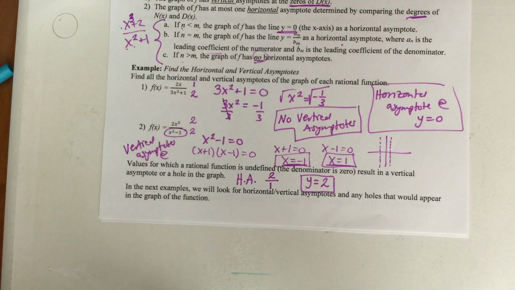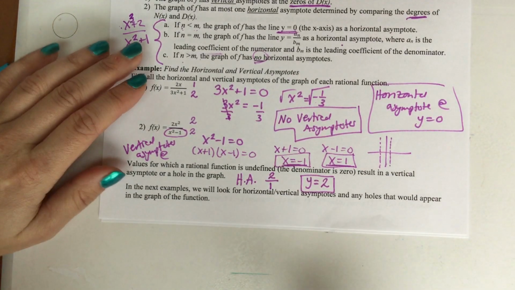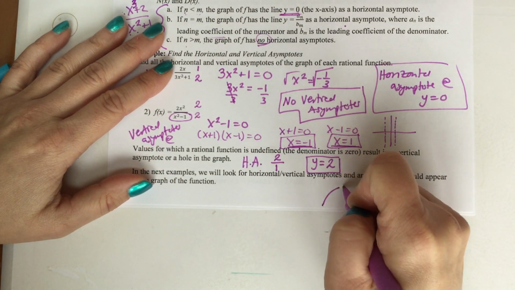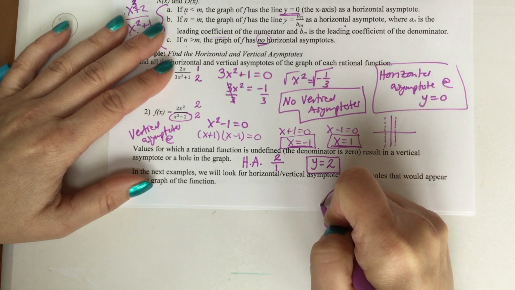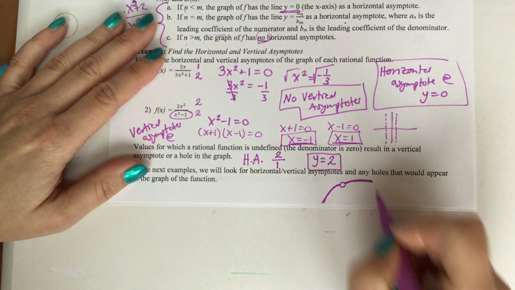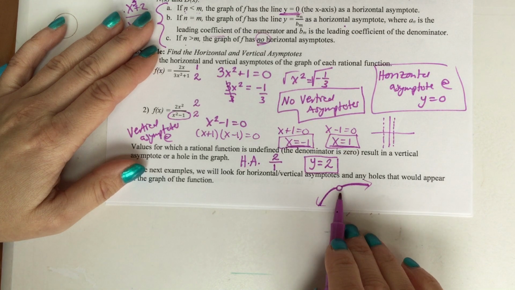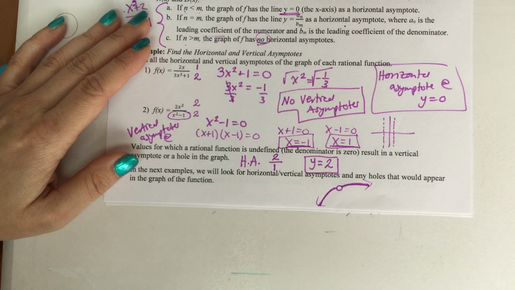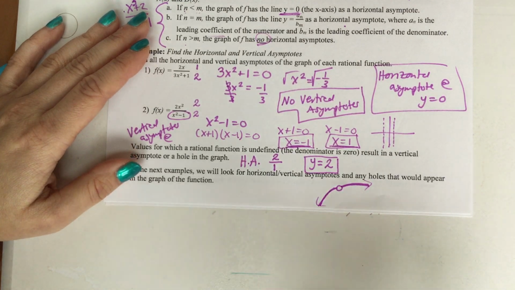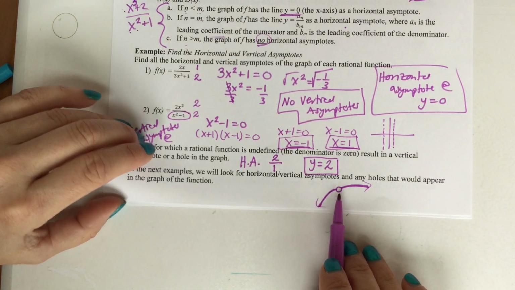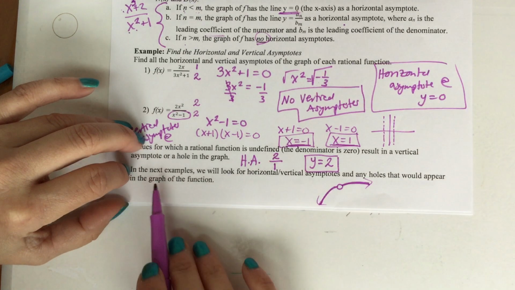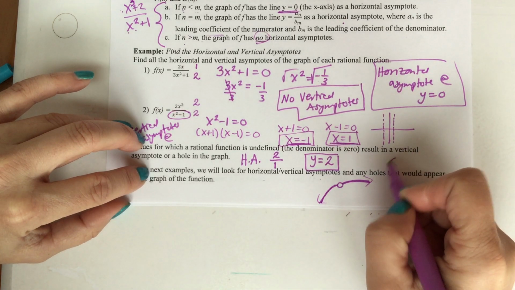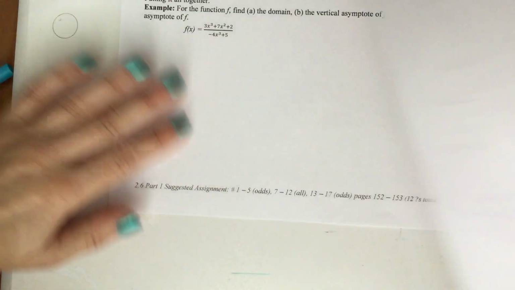Okay, one more thing that we want to talk about today is if you have a hole in the graph. Now here's the cool thing. You can actually have a graph that looks like it's continuous, like it goes forever and ever and there's no issues. But when you zoom in, there's actually a hole. And that hole is one little value where if you filled that value into the original function, you would end up with a domain error because it would make the bottom a 0. So in the next examples, we look for horizontal and vertical asymptotes, like we just did, and to see if there are any holes that would appear.